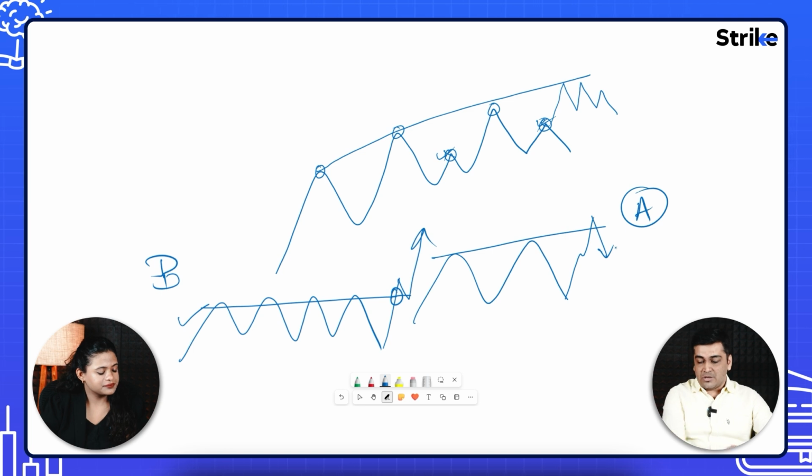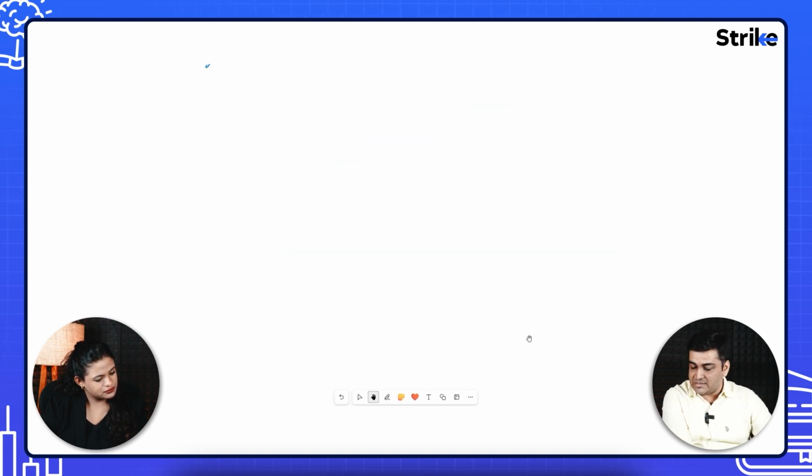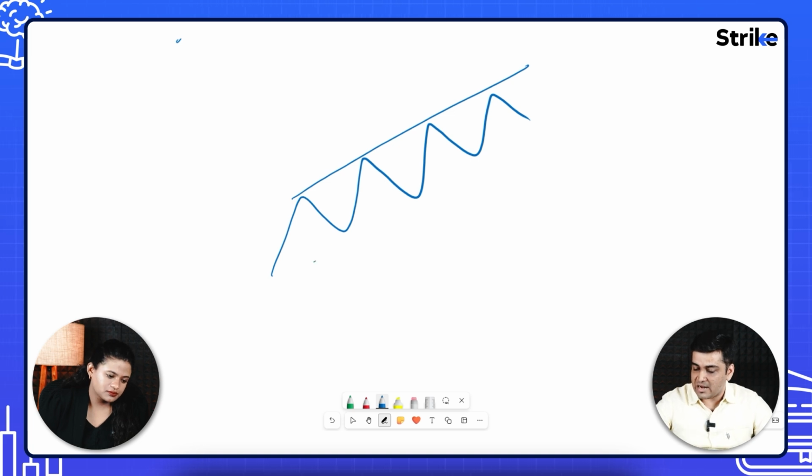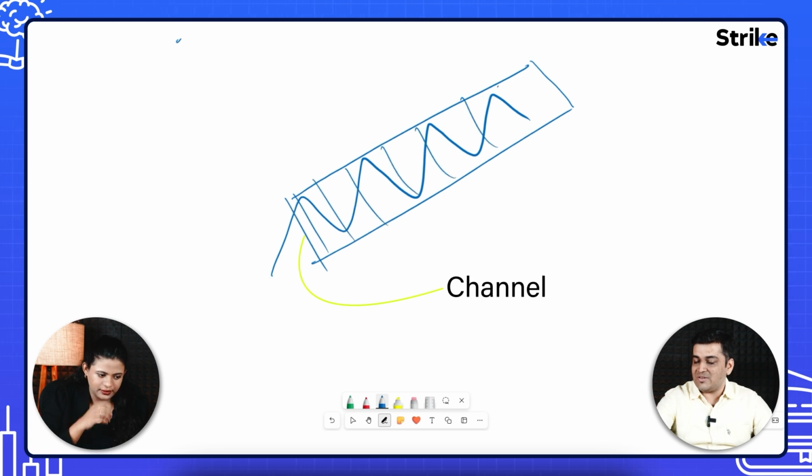Now, let's say there is a trend like this over here, uptrend or downtrend, whatever it is, and we draw something like this. We also draw a resistance line and we also draw a support line. So what does this become? This becomes something called a channel. So we will say that prices are trending in a channel. All right, so they are neither breaking the resistance nor the support.